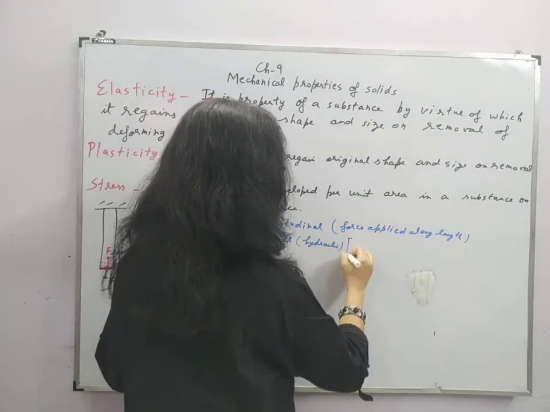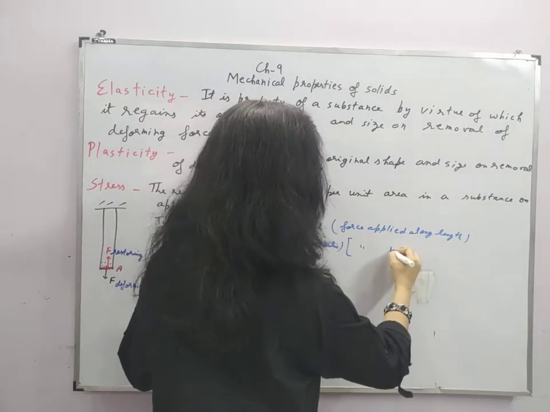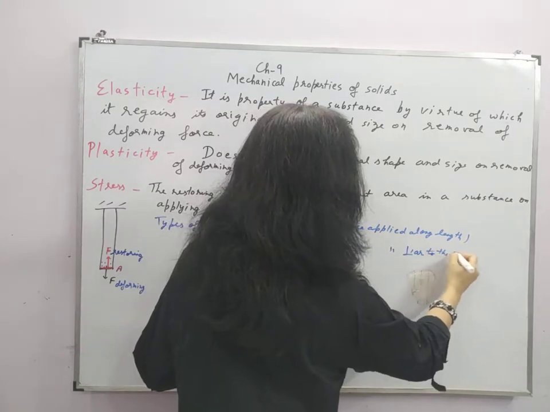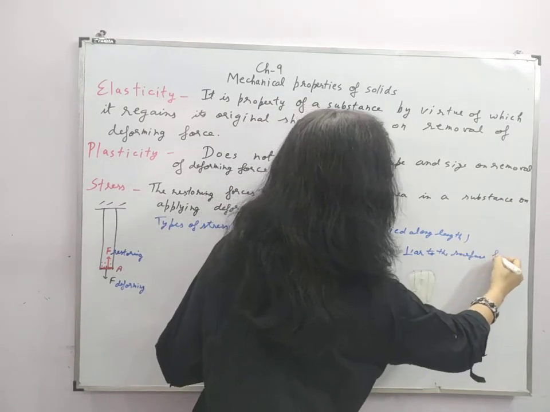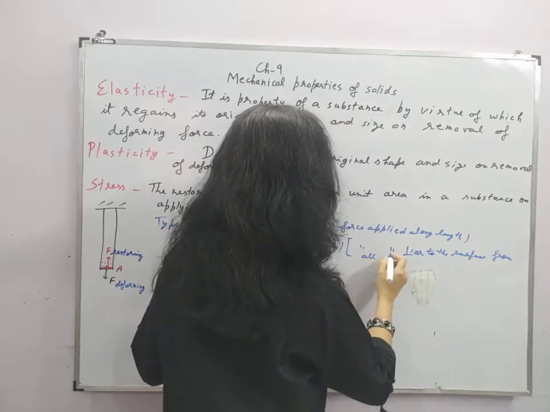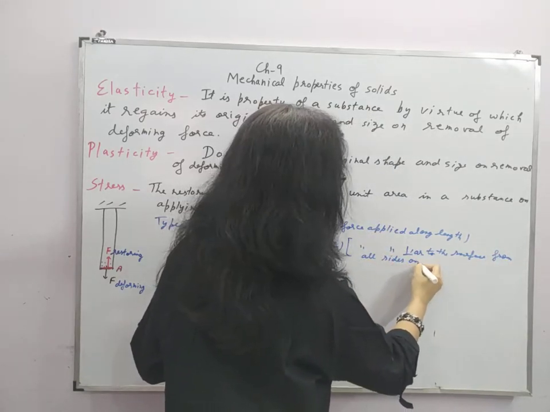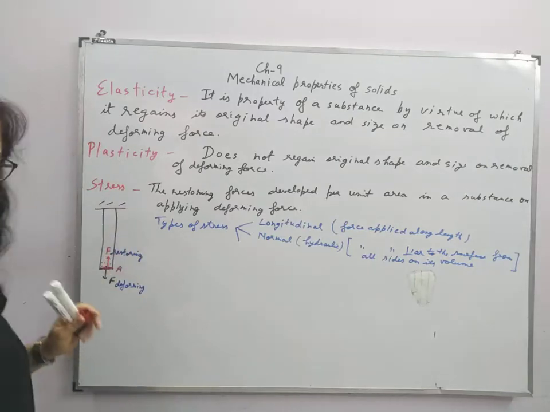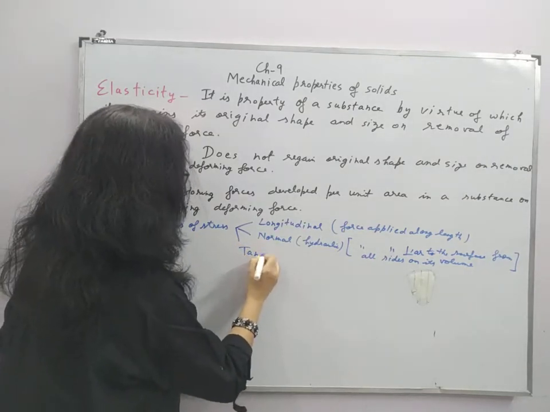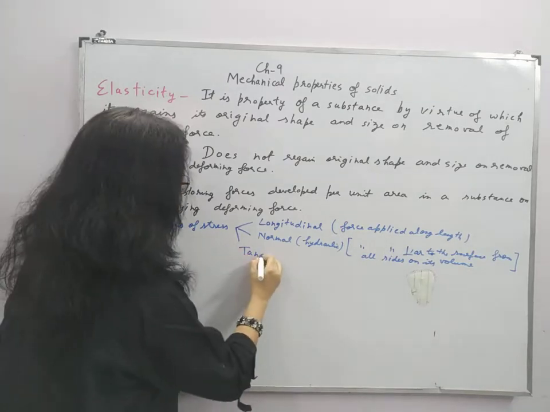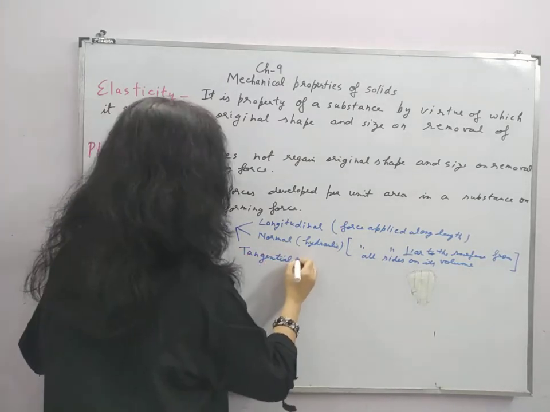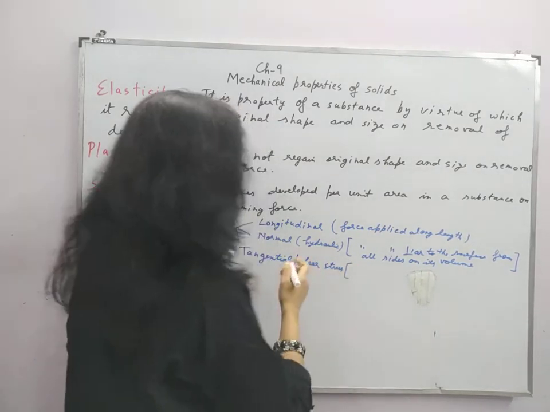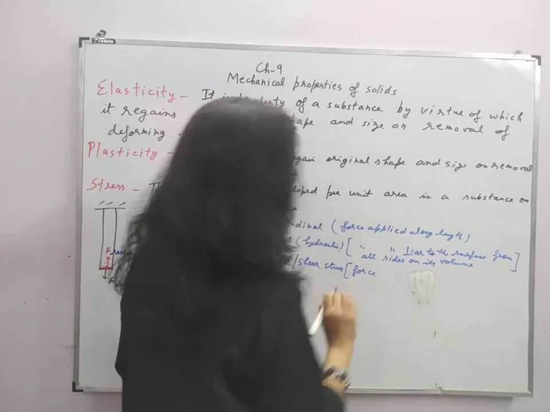So this is when the force is applied perpendicular to the surface from all sides on its volume. Third is tangential stress. This is also called shearing stress or shear stress. So when force is applied tangentially.